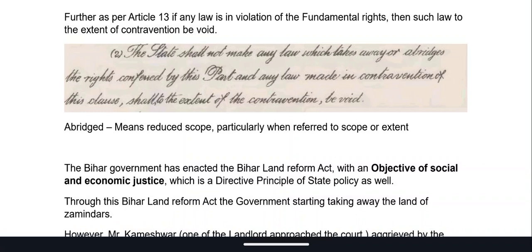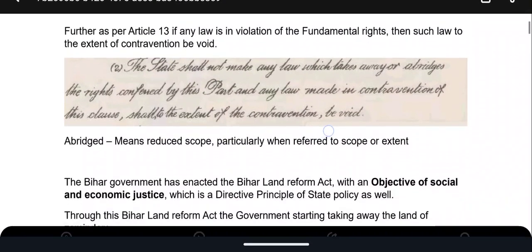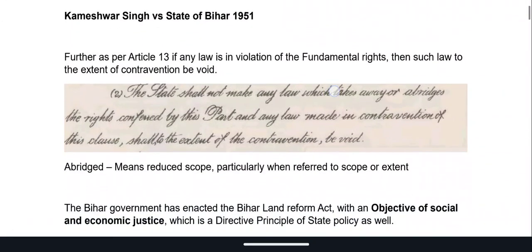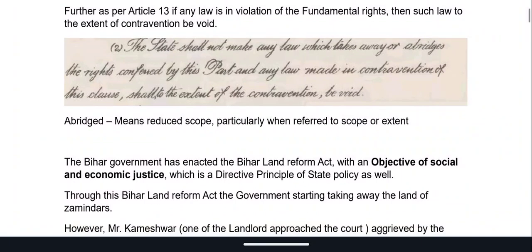One of those Land Reforms Acts was the Bihar Land Reforms Act. Here the person, Mr. Kameshwar Singh, a landlord or zamindar, went to the Supreme Court stating that the Bihar Land Reforms Act was violating the fundamental rights granted to him under Article 14, Article 19, and Article 31.